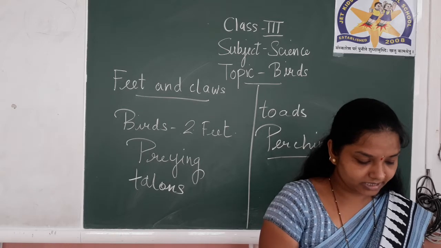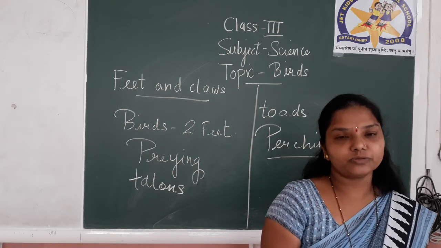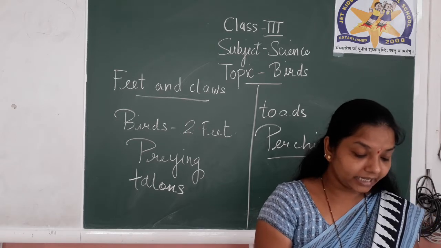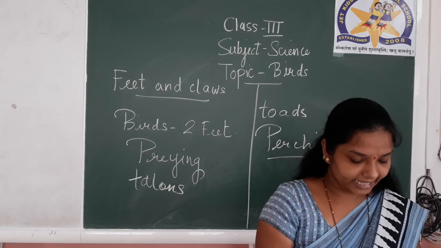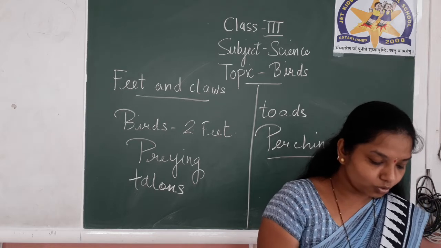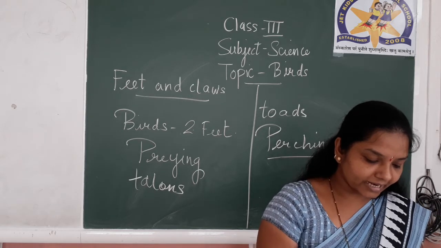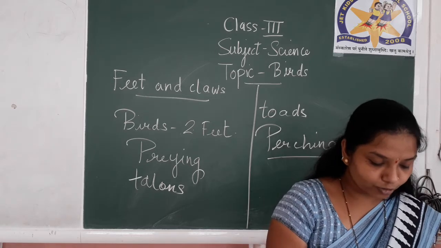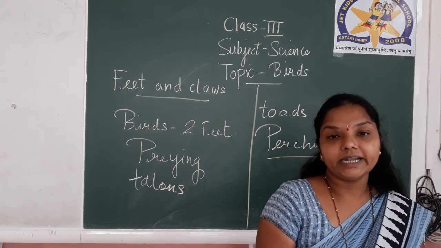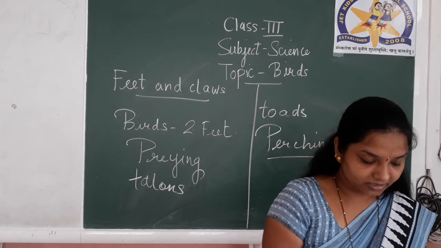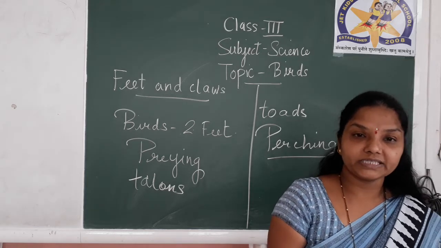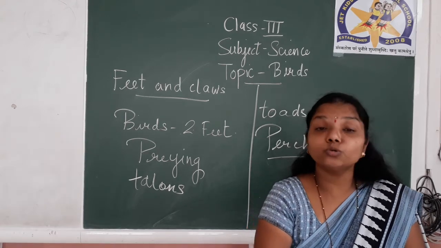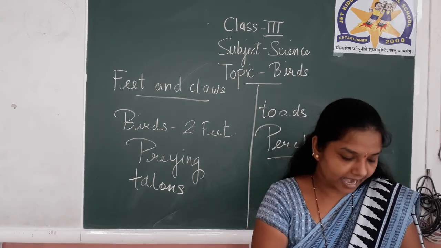Then running birds. Yes, ostrich is a runner. Ostrich bird is a runner. It runs very fast. It has long and strong legs. It has only 2 toes with cushion pads underneath, which prevents its legs from sinking in the desert sand. Sinking means to go deep inside. So, the leg prevents them from sinking in the desert sand.